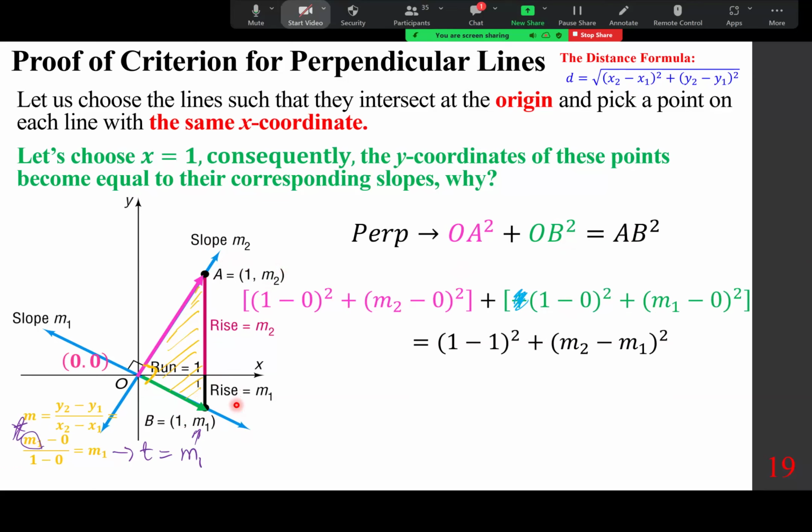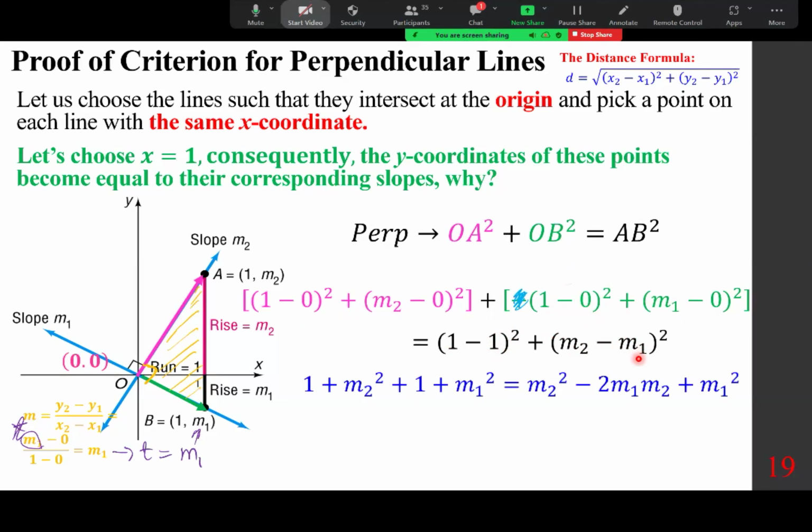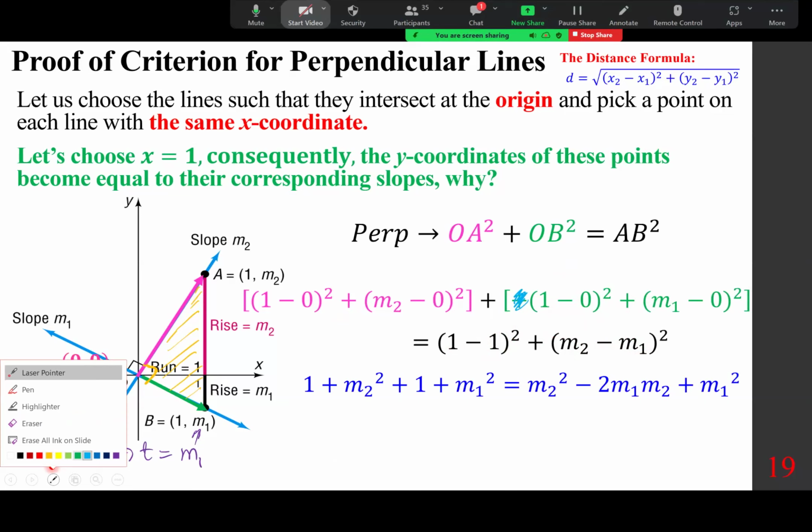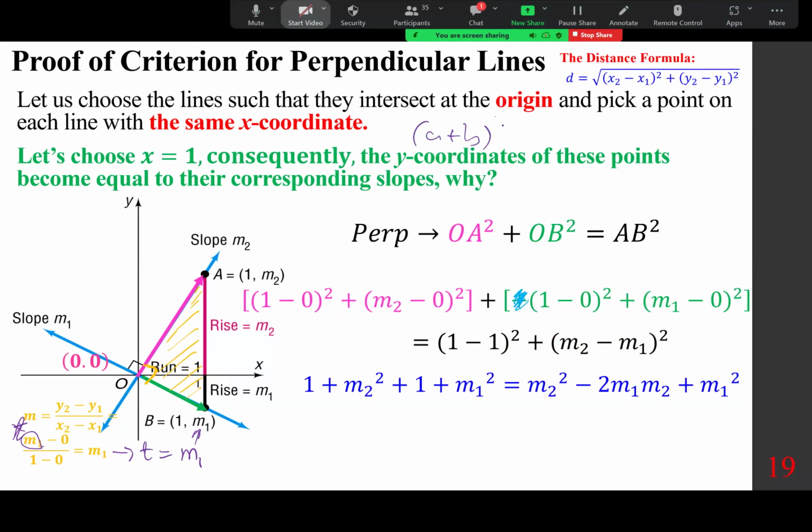All you have to do is expand and observe. So this becomes 1 squared, this becomes m sub 2 squared, this becomes 1 squared, this becomes m sub 1 squared. So that's the left side. This is 0, so it goes away. m sub 2 squared minus 2 m sub 1 m sub 2 plus m sub 1 squared. I'm assuming nobody has any problem with (a plus b) squared, so I'm going to quickly remind you what I'm using: (a plus b) squared is a squared plus 2ab plus b squared.